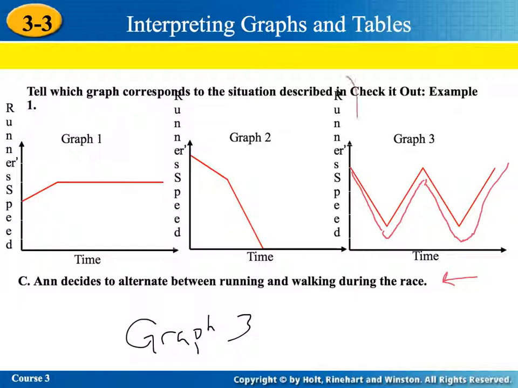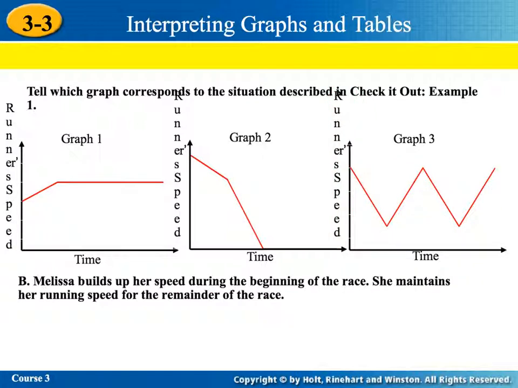Okay, looking again, we have runner's speed. As we go up, we're increasing speed. Down, we're decreasing speed. So graph 3 makes the most sense for Miss Anne here. For Miss Anne, graph 3. Okie dokie, artichoke. Next.